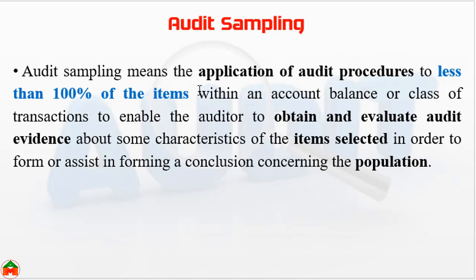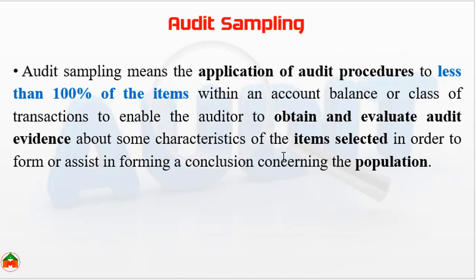Audit sampling means the application of audit procedures to less than 100% of the items within an account balance or class of transactions to enable the auditor to obtain and evaluate audit evidence about some characteristics of the items selected in order to form or assist in forming a conclusion concerning the population. Here the population means the whole respondents or whole items on which the opinion will be formed.